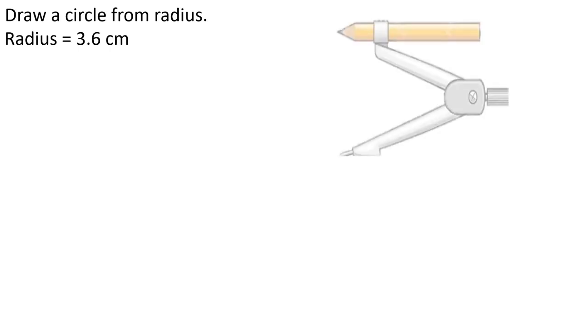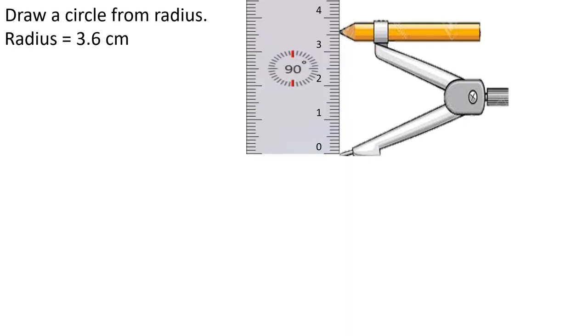Let us solve one more question. Draw a circle of radius 3.6 cm. Let's start. Insert well-sharpened pencil to the pencil holder arm of the compass. Open the arms of the compass and take a distance of 3.6 cm with the help of the ruler.